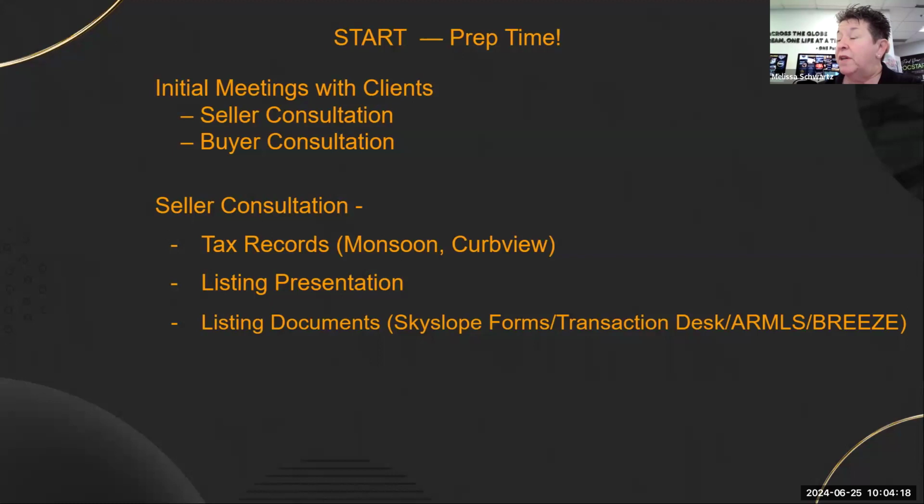So listing documents. This has got to be the most confusing to me to try and teach, because I wish we could say, for listing documents, you go to one place, but that is not true. You go to multiple places because you have to go get things from different places. So we started with the tax records. For agents, we pull those tax records through ARMLS. We go into ARMLS and then go into Monsoon or CurbView. That's where we go.